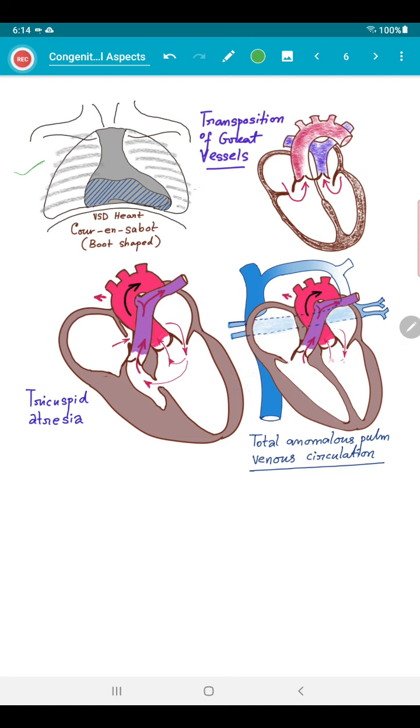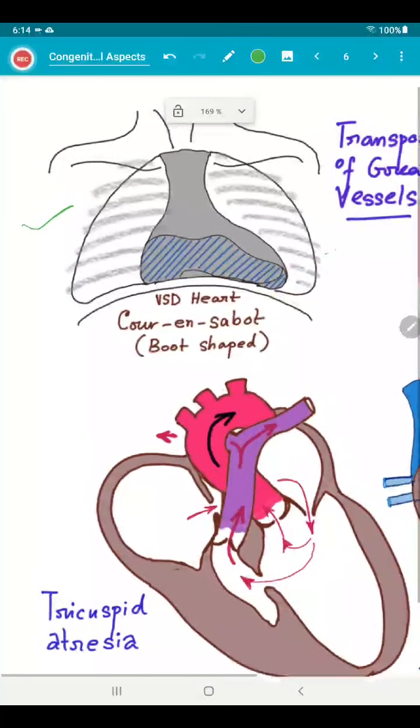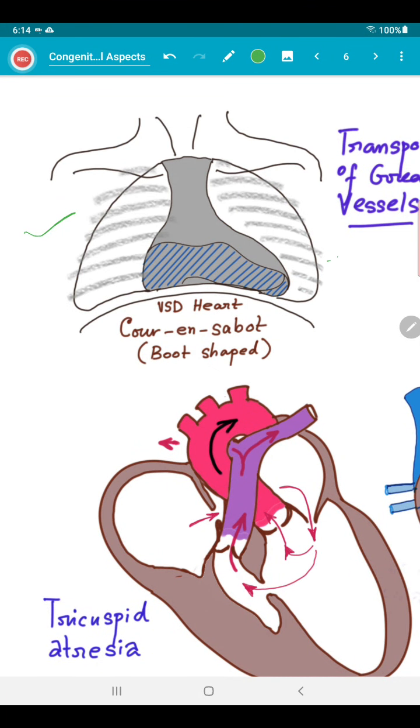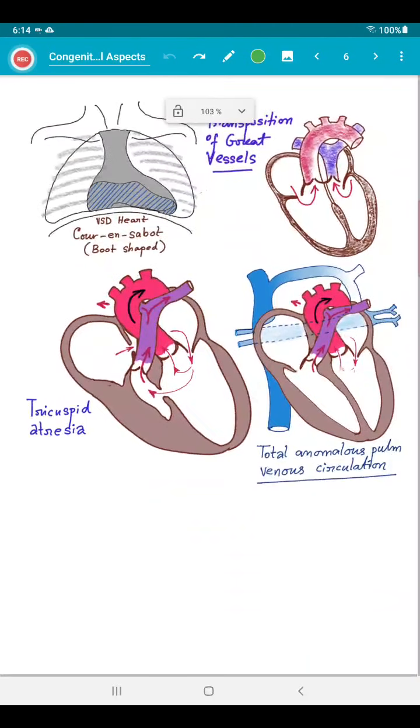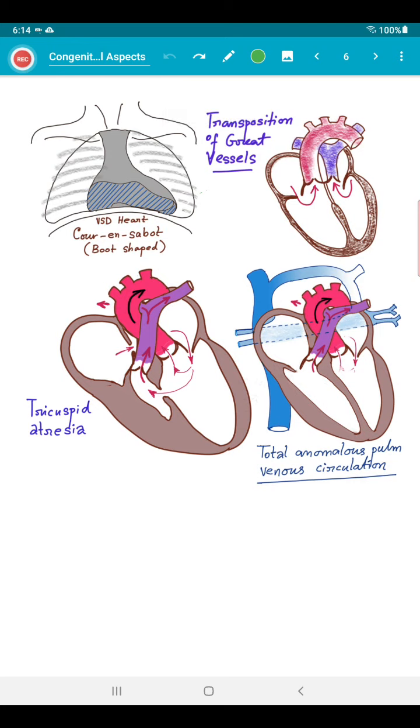This is the chest X-ray type which I have tried to depict or draw. This type of chest X-ray we find in case of VSD or ventricular septal defect deformity. This is known as coeur en sabot or boot shaped heart. It resembles a boot lying inside the chest. The shape of the heart is almost boot shaped. Remember, in case of ventricular septal defect, seeing this type of chest X-ray, you can easily diagnose a VSD patient.